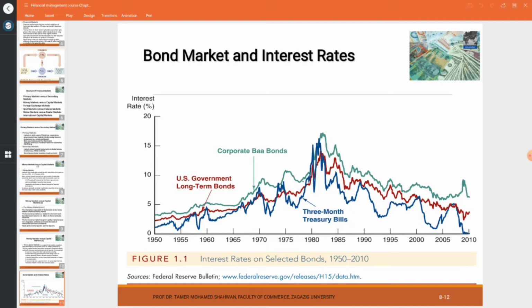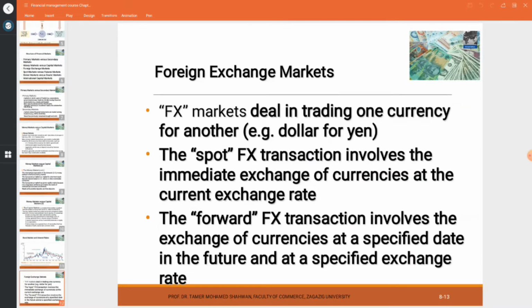The first one, we have a primary market and a secondary market, and we understood the main difference between them. The second one is the difference between money market and capital market, and what are the different securities traded in this market.